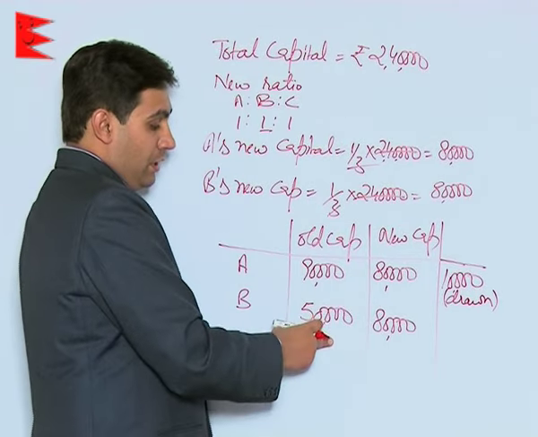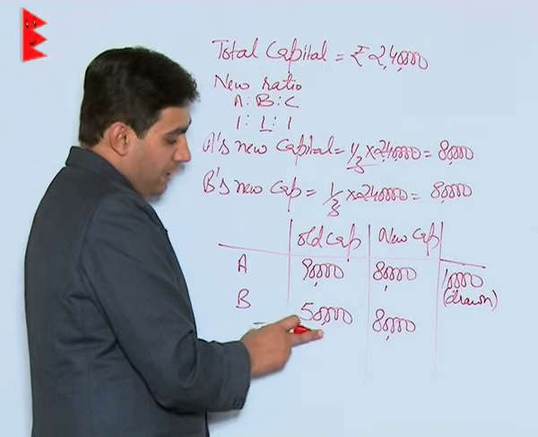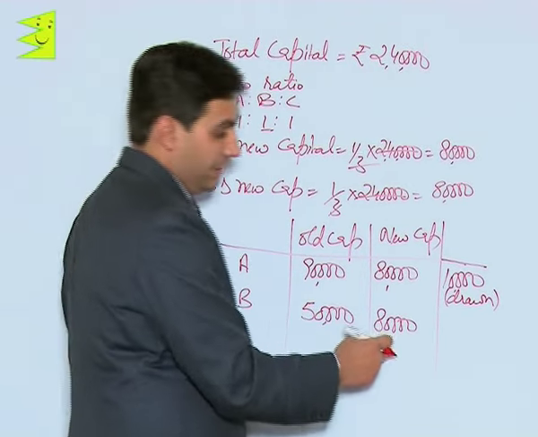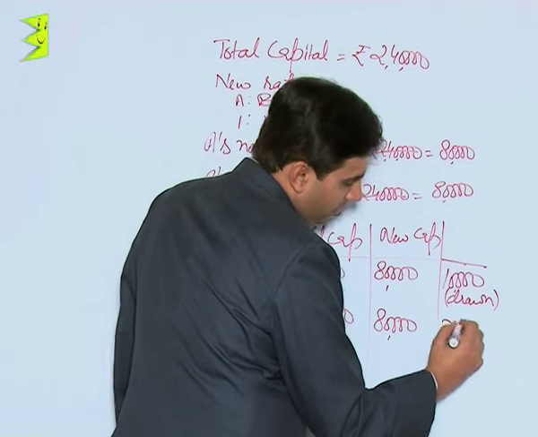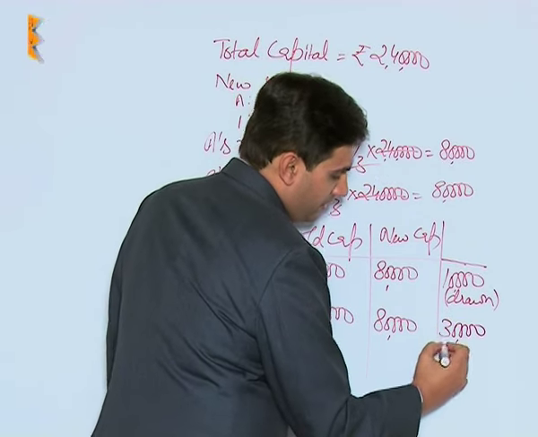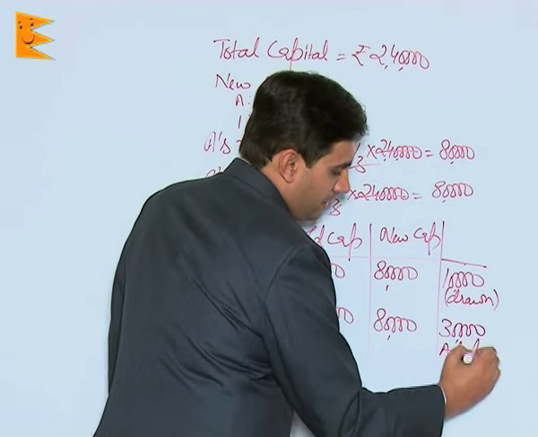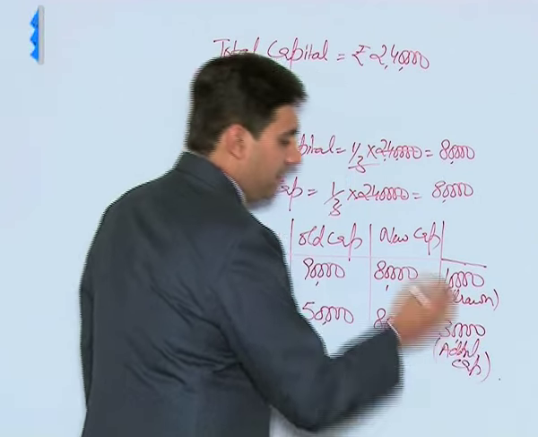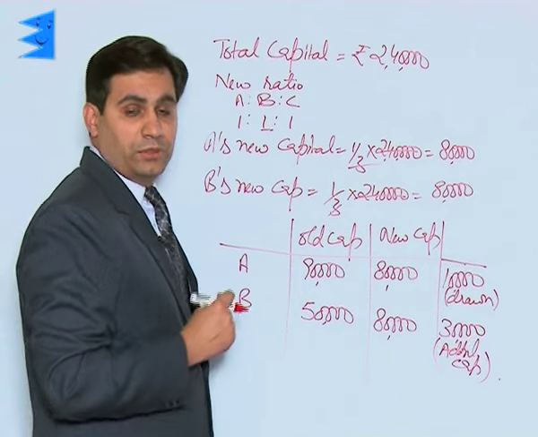And B, who has a capital of 50,000, is required to maintain a capital of 80,000. So he will bring in 30,000. This is his additional capital. He will bring in 30,000.